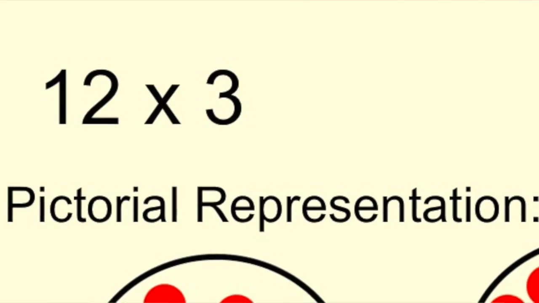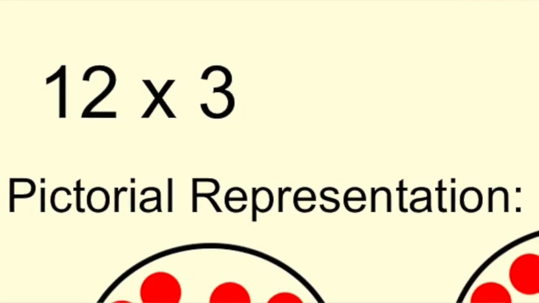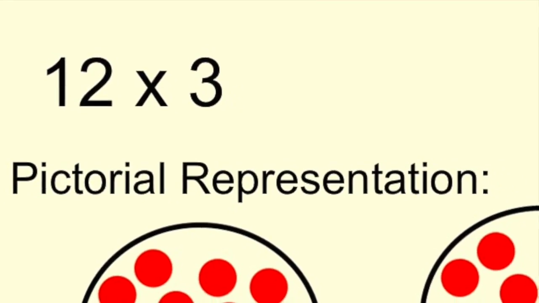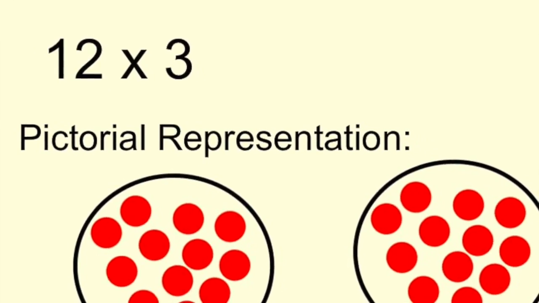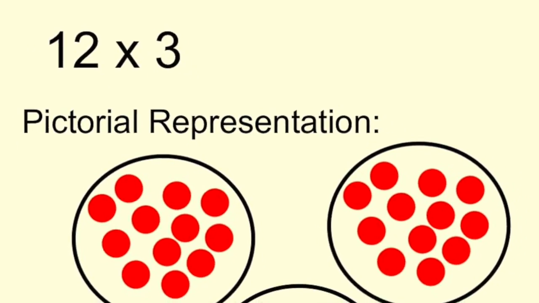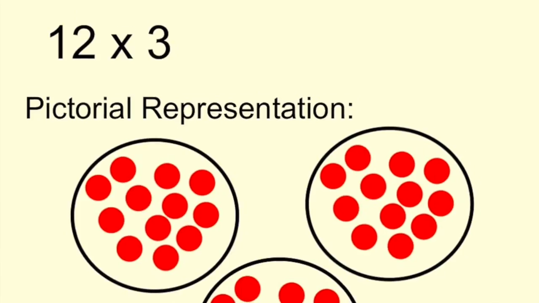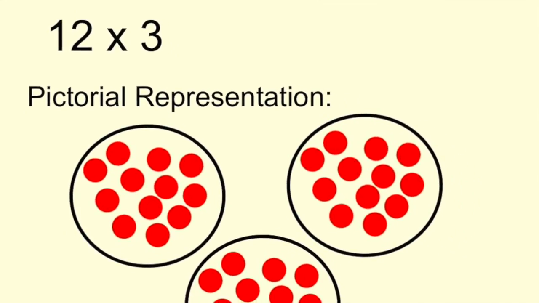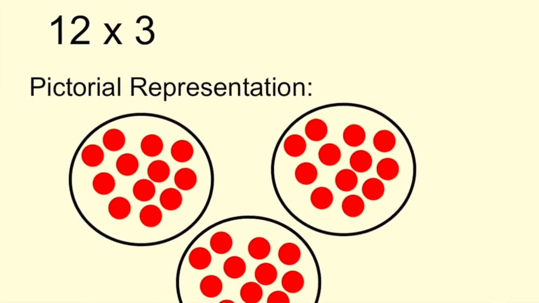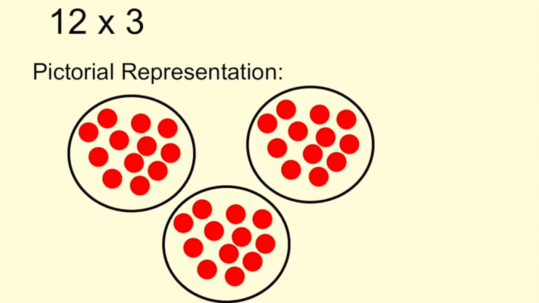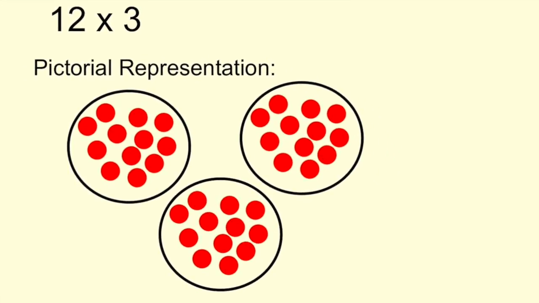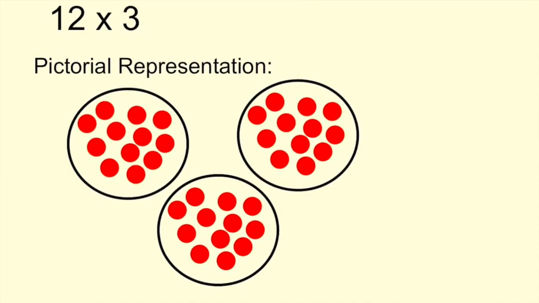And as you can see here, again we've created three sets in terms of a drawing, and in each of those sets we have 12 individual items. So again, the children can draw a circle, put 12 items in each of the three circles, and then count all of the individual items within the three circles, and again get to the answer 36.